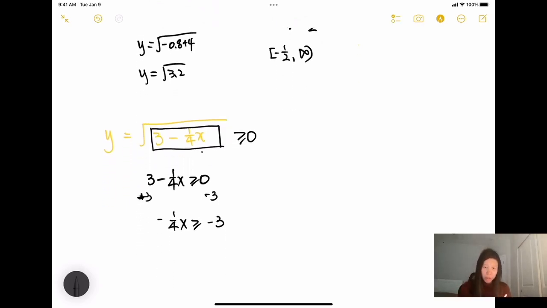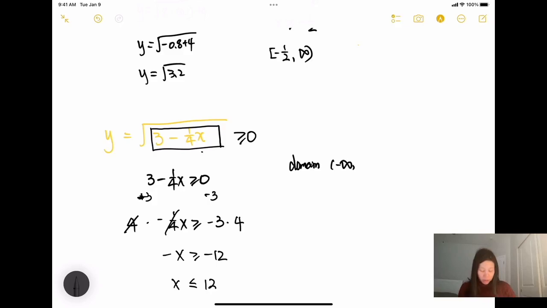And then how can I get rid of 1/4? So we multiply by 4 on both sides, right? So the 1/4 will be canceled. I have negative x greater than or equal to negative 12. Okay, and then for the negative sign, we divide or multiply by negative 1 on both sides, but the inequality sign is going to be flipped. So x has to be less than or equal to 12. So the domain is going to be what? Everything x less than or equal to 12. So it should be negative infinity to 12.